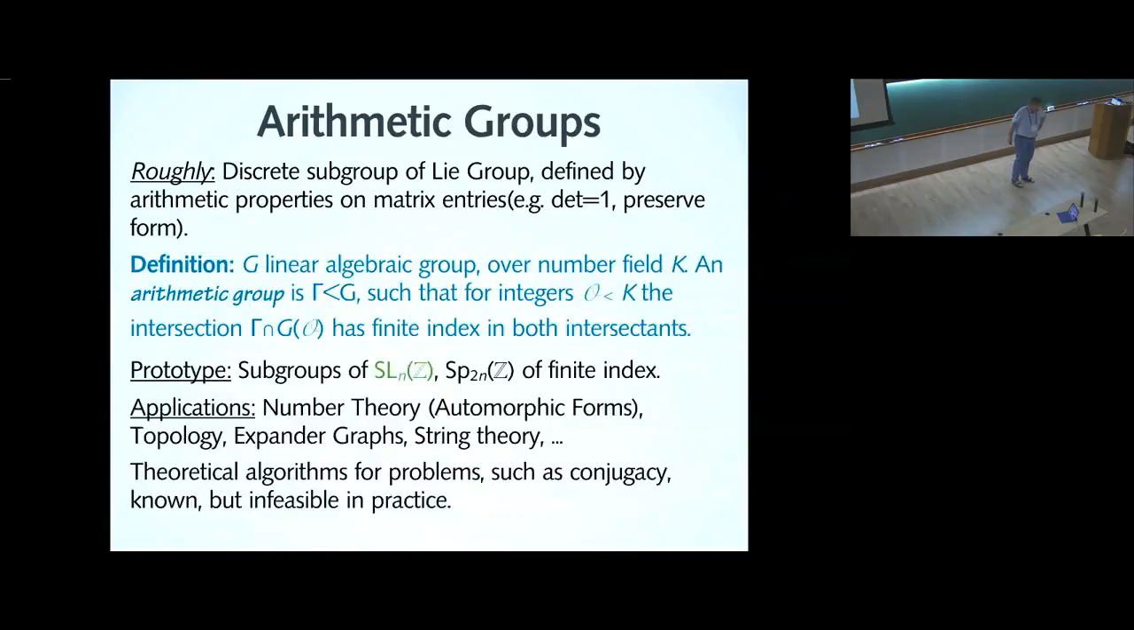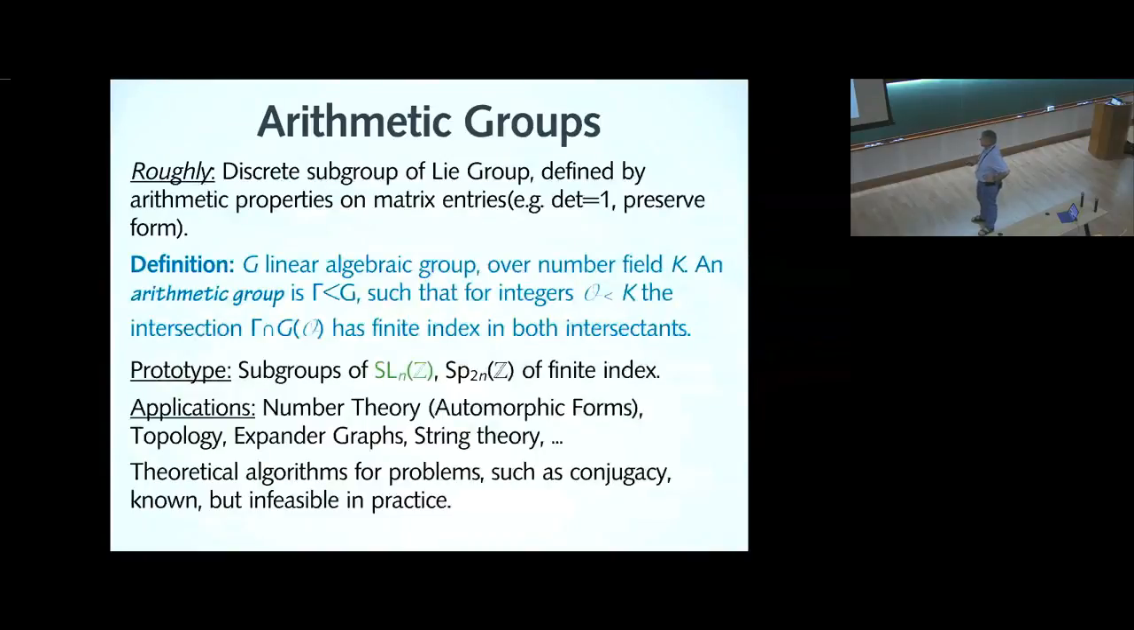So, roughly and very hand-wavily, an arithmetic group is a discrete subgroup of a Lie group defined by arithmetic properties on the matrix entries. So, there is some polynomial in the matrix entries which needs to be satisfied. And if that sounds a little bit strange, you all know an example. SL, your polynomial is the determinant. I mean, you don't want to write it out as a polynomial, but it is a polynomial in the matrix entries, or preserving a form.